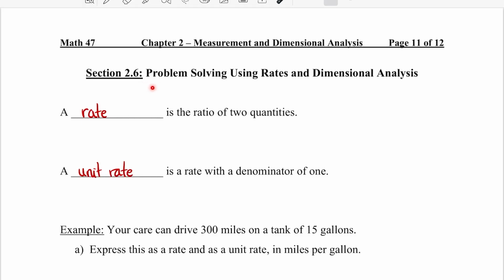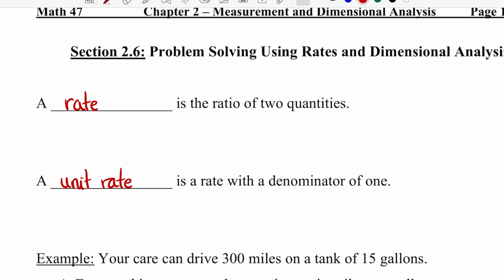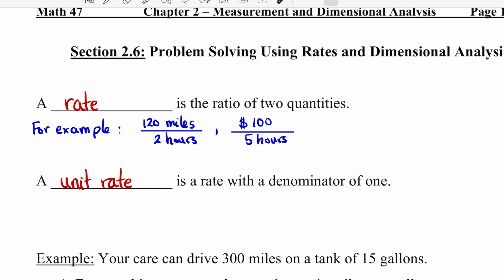Section 2.6, Problem solving using rates and dimensional analysis. A rate is the ratio of two quantities. For example, 120 miles in 2 hours, or $100 in 5 hours.